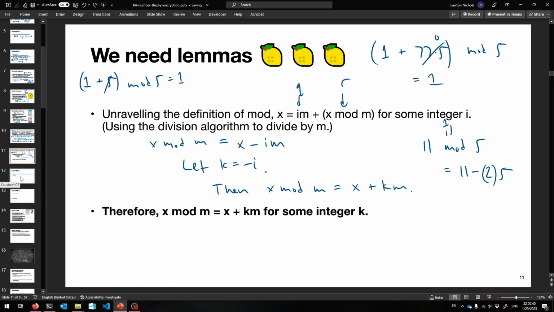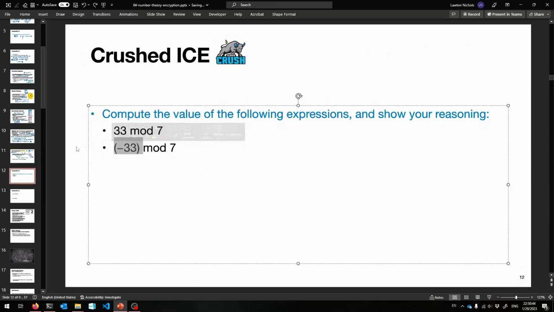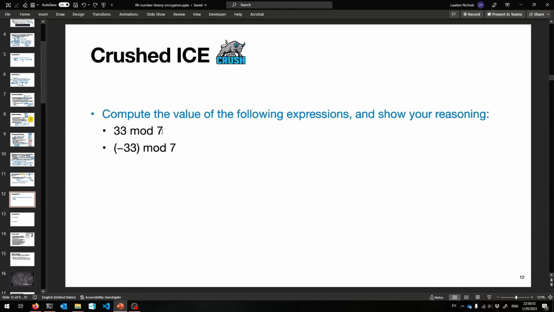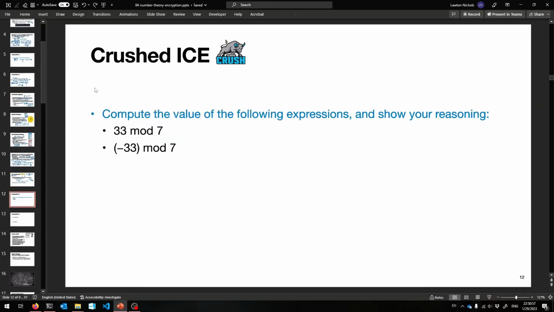And let's see here. Here's an example for you. I haven't shown you anything involving negative numbers, but if you go back to the definition and the requirements on your remainder, see if you can figure out what these are. What is 33 mod 7, and what is negative 33 mod 7? All right? Give that a try. Show your reasoning. This one should be easy. That's a positive number. That all makes sense.